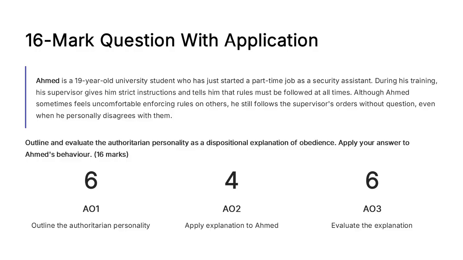Now, at first glance, this looks like the same question, but there is one extra instruction. Apply your answer to Ahmed's behavior. In this version, the marks are now split across 3 assessment objectives. AO1, outline the authoritarian personality, 6 marks. AO2, apply the explanation to Ahmed, 4 marks. AO3, evaluate the explanation, 6 marks.